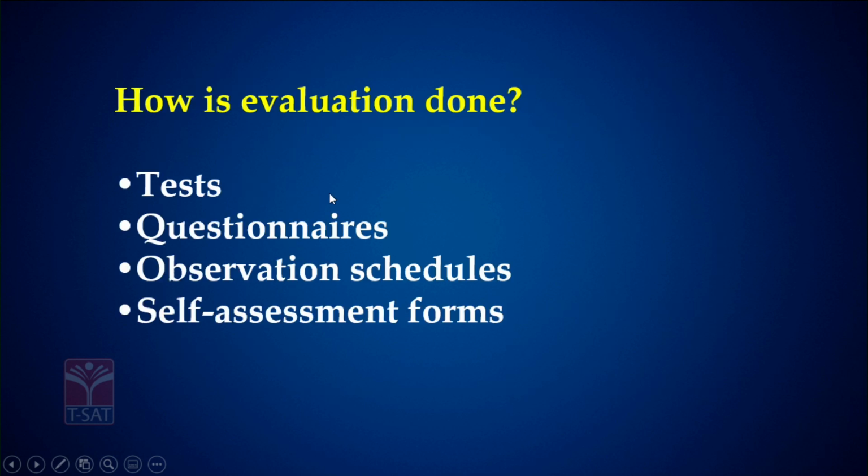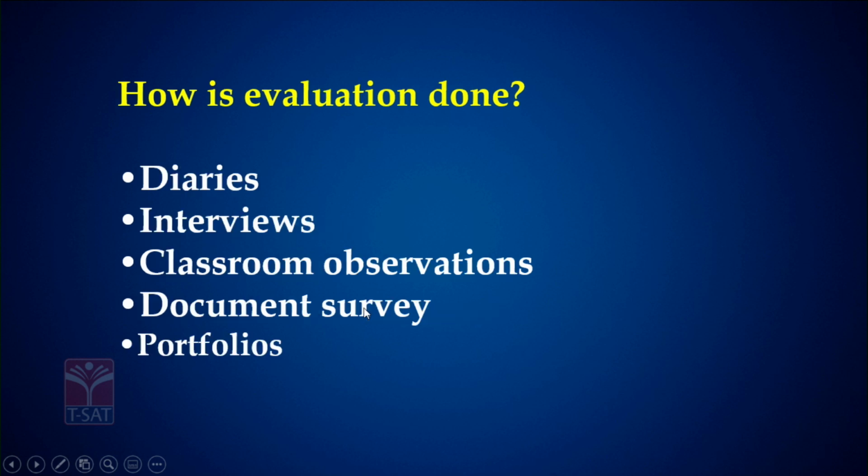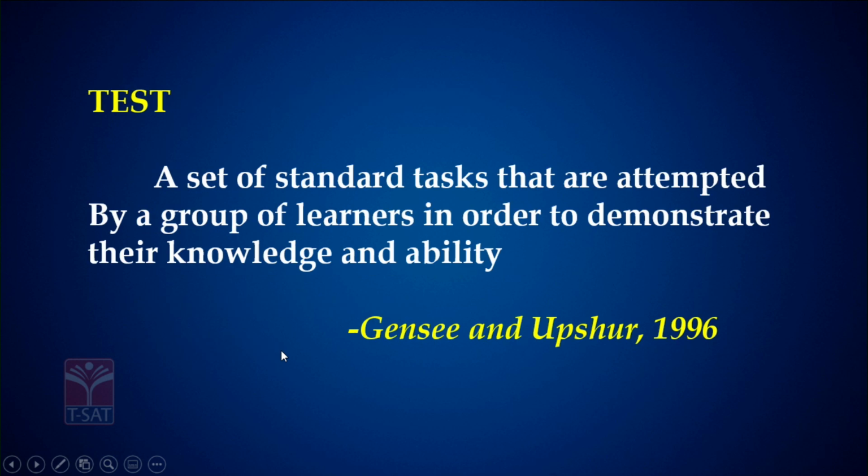And how is evaluation done? Evaluation is done in terms of tests and questionnaires, observation schedules, self-assessment forms, diaries, interviews, classroom observations, document survey and portfolios. And let us see, we have already done a test is a set of standard tasks that are attempted by a group of learners in order to demonstrate their knowledge and ability.